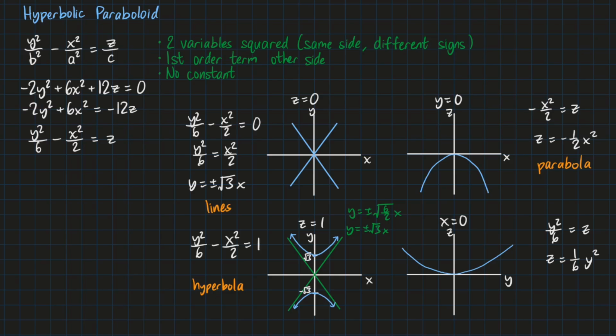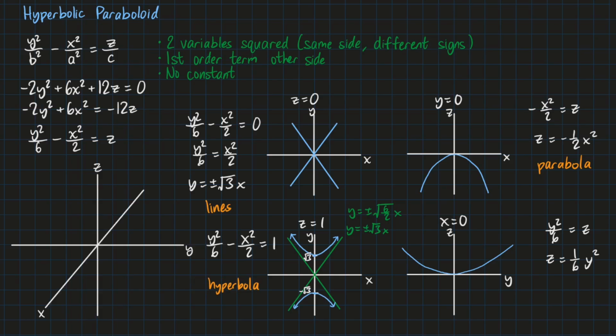Now let's plot it on the 3D graph. We mainly use the parabolas when plotting the surface. So we'll start with the yz trace. Next, I'm going to use green to graph the xz trace.